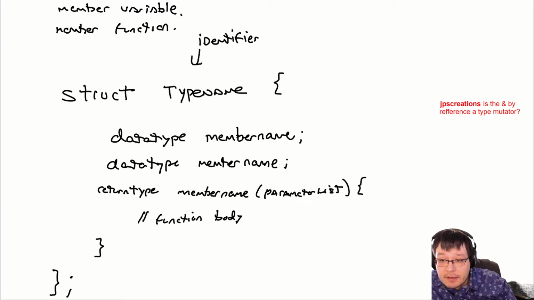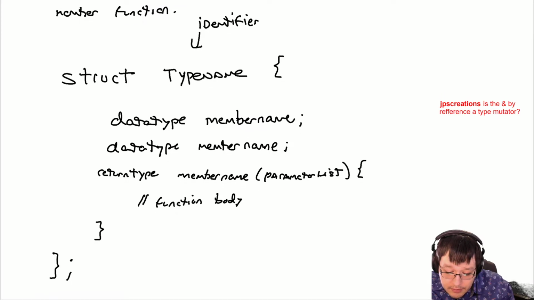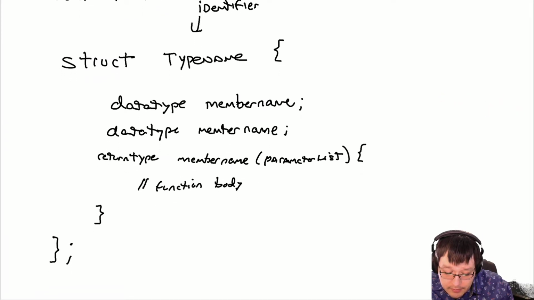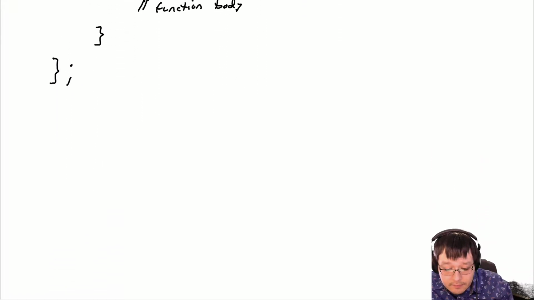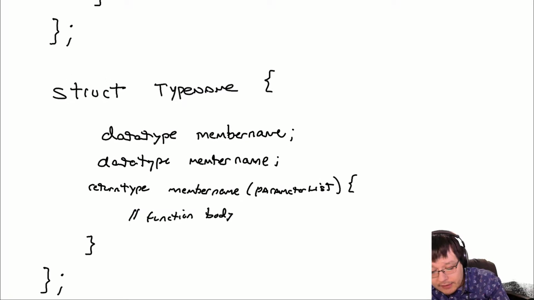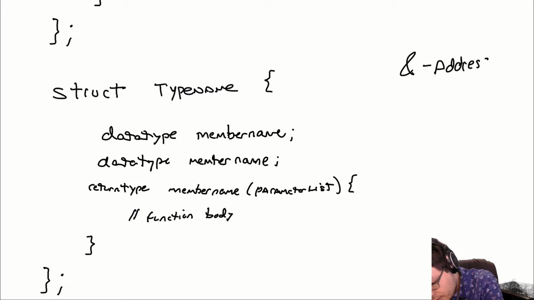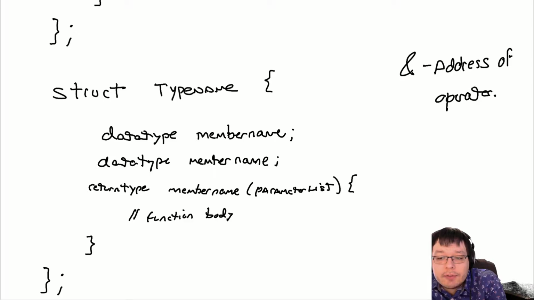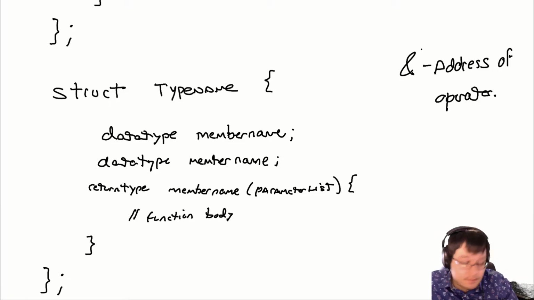Is the ampersand by reference a type mutator? Where did I put an ampersand? I don't think I put an ampersand anywhere in this thing. But if you're talking about the general ampersand in C++, that is an address. That is known as the address of operator. And all that does is return to you the address in physical memory where such a variable is located that you would associate with that ampersand. So hopefully that answers your question.